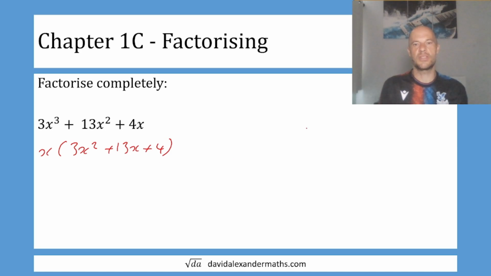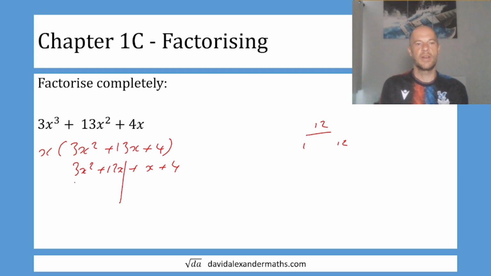So 3 times 4 is 12. Factors of 12 are 1 and 12. In fact, I can already see that the 13 is going to be the 1x plus 12x. So I'm going to write that as 3x squared plus 12x plus 1x plus 4, or plus x plus 4.